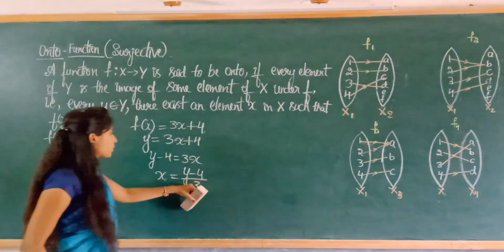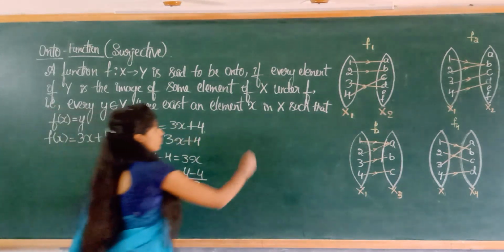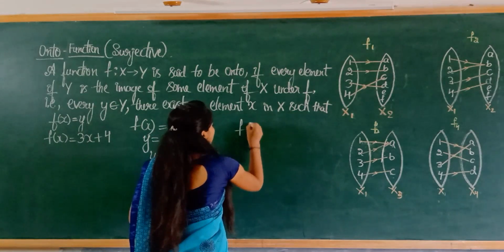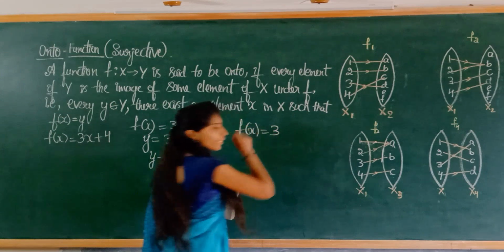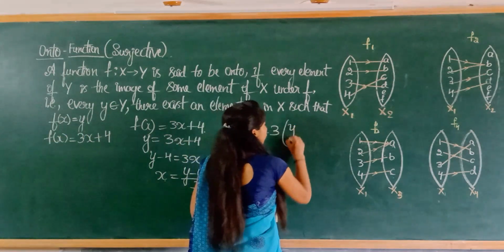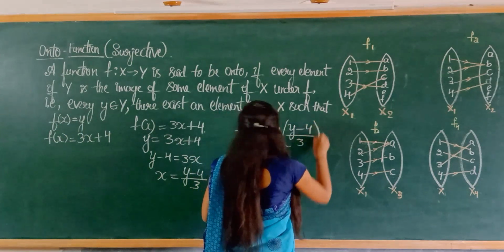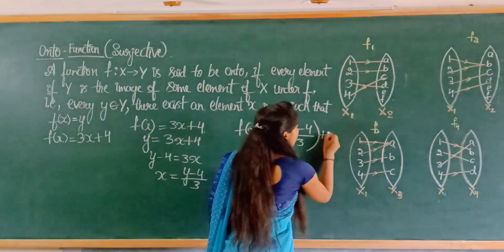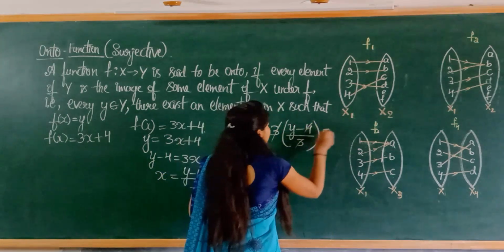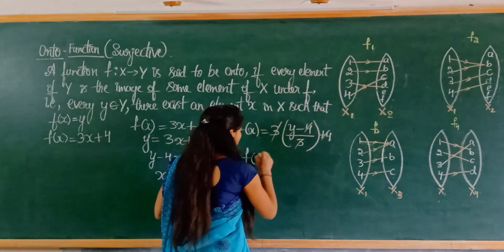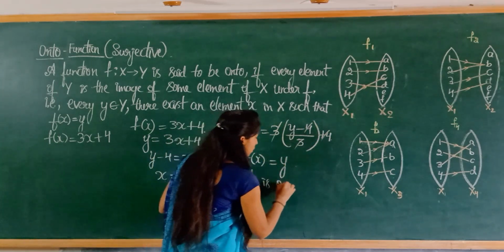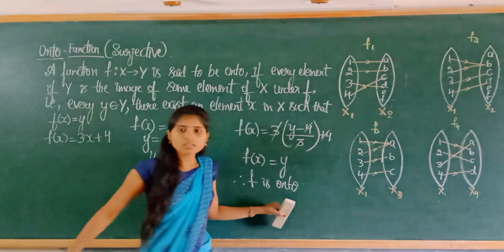Now substitute this value in f of x. F of x means y, right? F of x is equal to 3 times x, and in place of x you put (y minus 4) by 3, plus 4. The 3 gets cancelled, minus 4 plus 4 cancel, and what remains is f of x is equal to y. Therefore f is onto. For onto you also call it surjective.